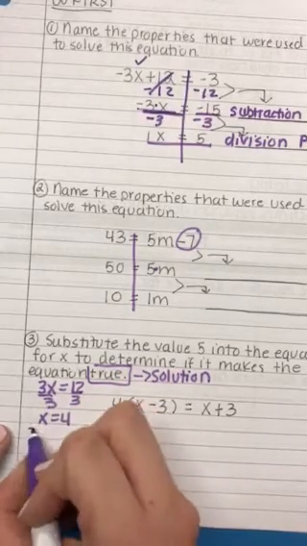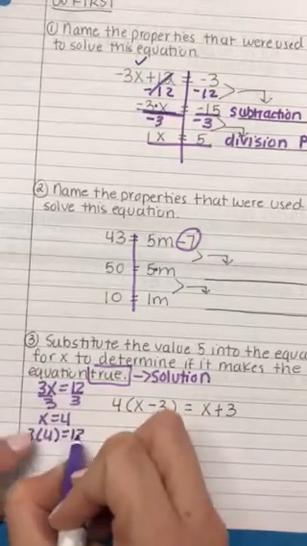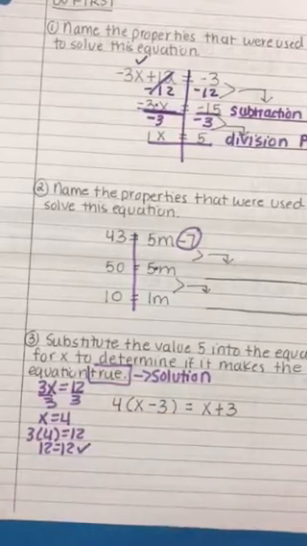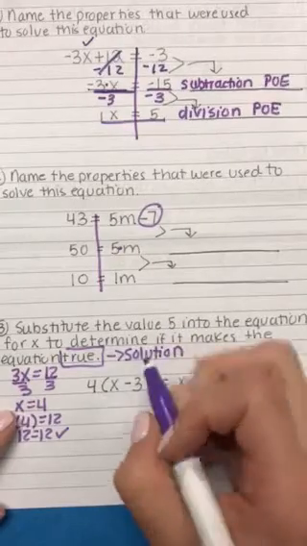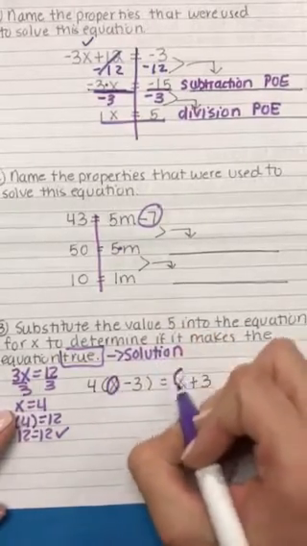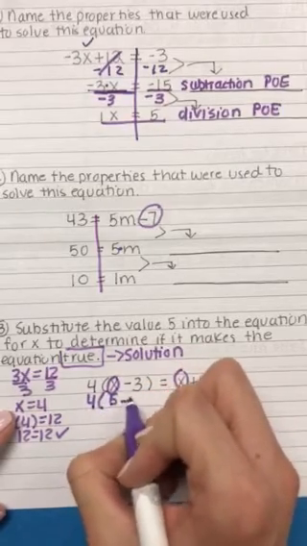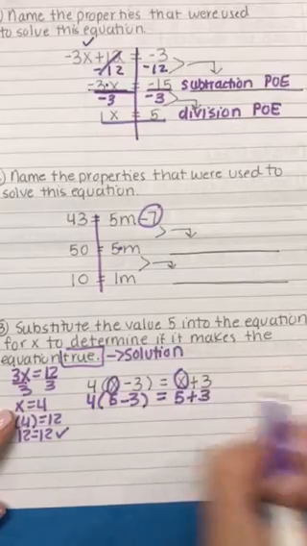Watch, I'm going to substitute it in. 3 times 4, I put it in for x, equals 12. 3 times 4 is 12. 12 equals 12. That's a true statement. So that's how we check solutions. So I'm going to substitute 5 everywhere I see an x. So I have 4 parentheses 5 instead of x minus 3 equals 5 plus 3.